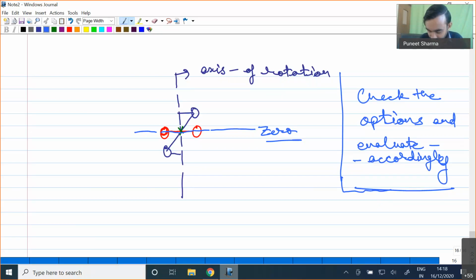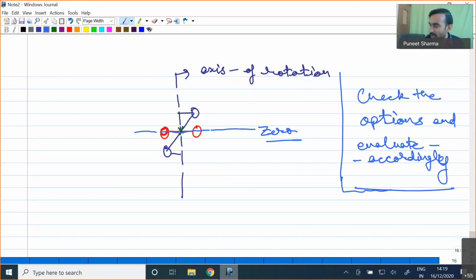I have one more doubt: are all specific properties point functions? Yes. Every property, whether extensive or intensive or specific, is a point function, irrespective of the kind.